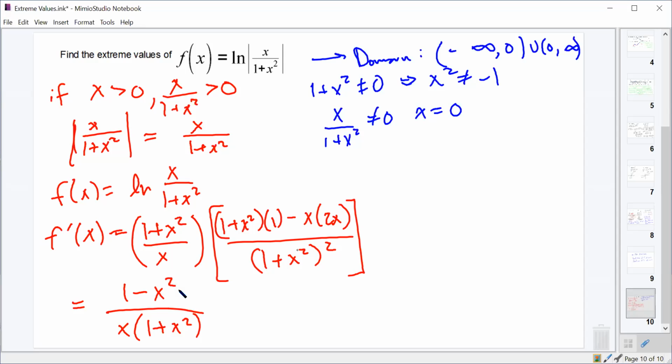Oh wait, shouldn't the quotient rule be x times 1 plus x squared minus the 1 plus x squared? For the quotient rule, it should be the denominator 1 plus x squared times the derivative of x. Wait, the denominator is x though. No, the denominator is 1 plus x squared. Oh, sorry. No problem. All right, everybody good with that derivative now?